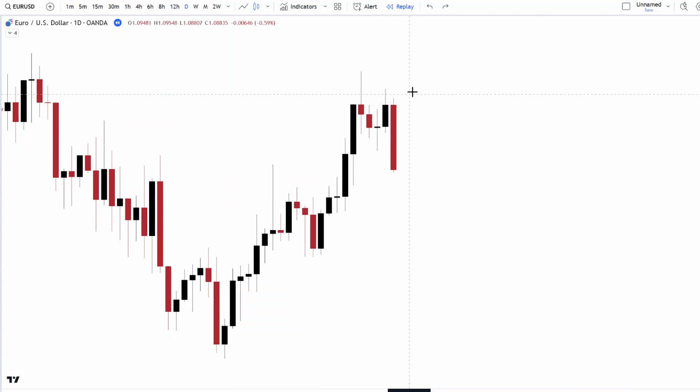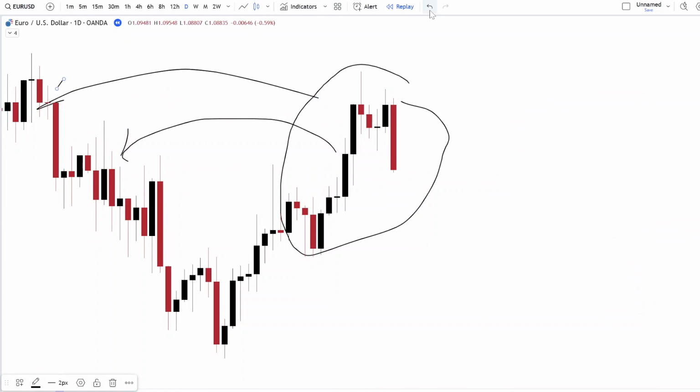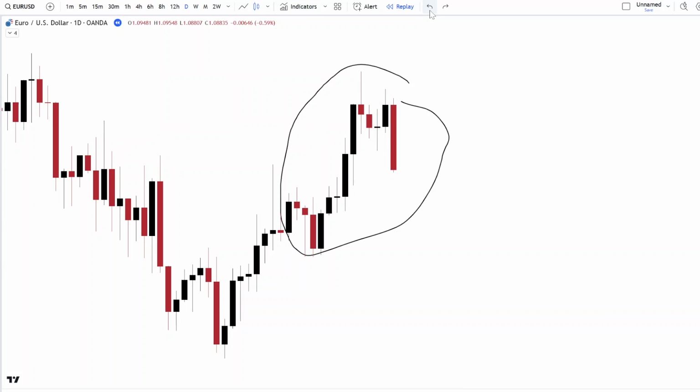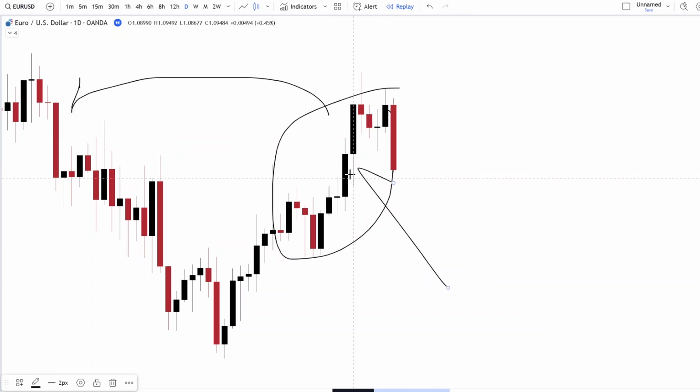As you can see here, we're looking at current structure. We're not looking at something that happened 3 months ago, 4 months ago, 5 months ago. We're looking at current price action, how price is behaving currently, because the ADR right here could be completely different from the ADR right here. So our main focus is our current price action.